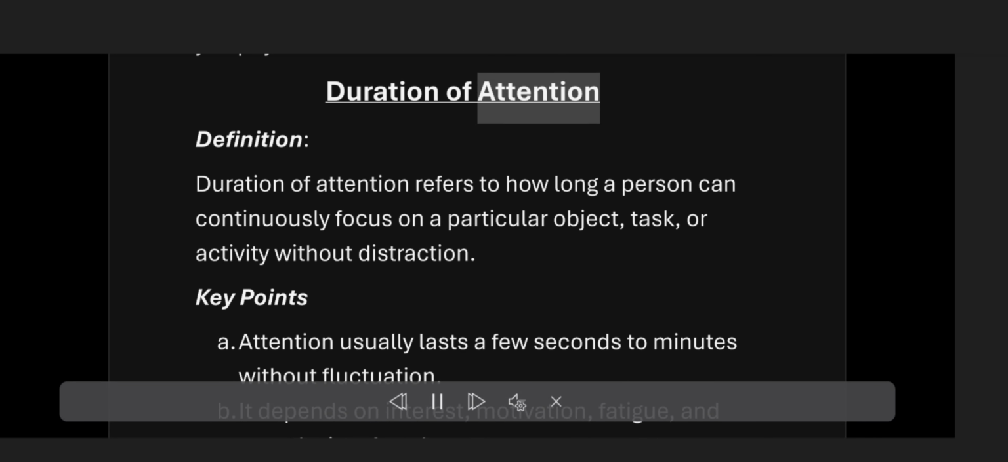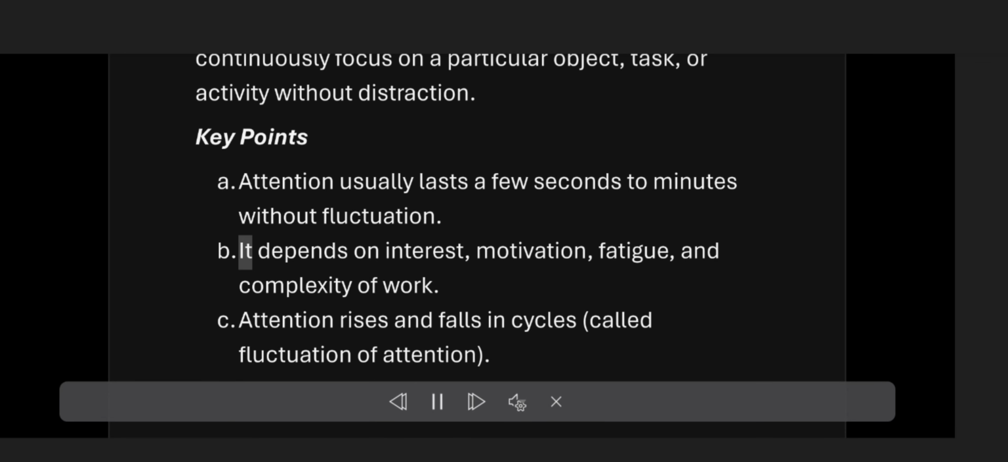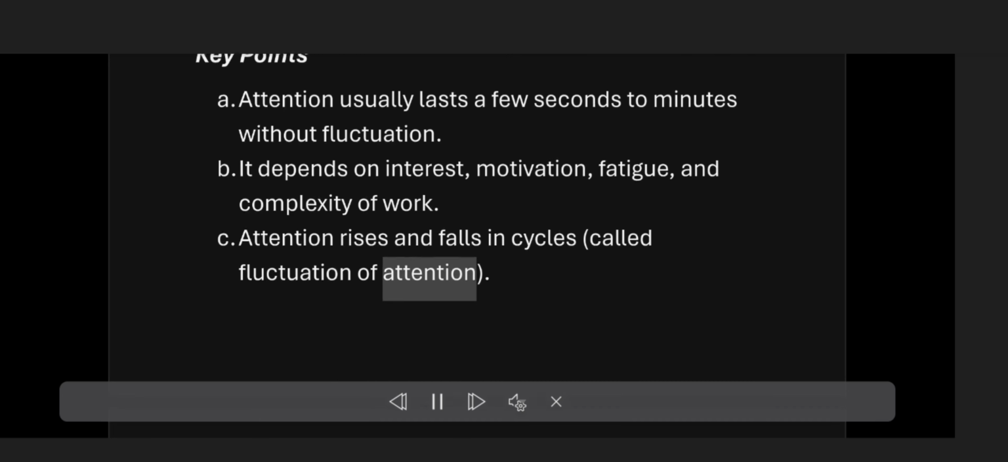Duration of attention. Definition. Duration of attention refers to how long a person can continuously focus on a particular object, task, or activity without distraction. It depends on interest, motivation, fatigue, and complexity of work. Attention rises and falls in cycles, called fluctuation of attention.